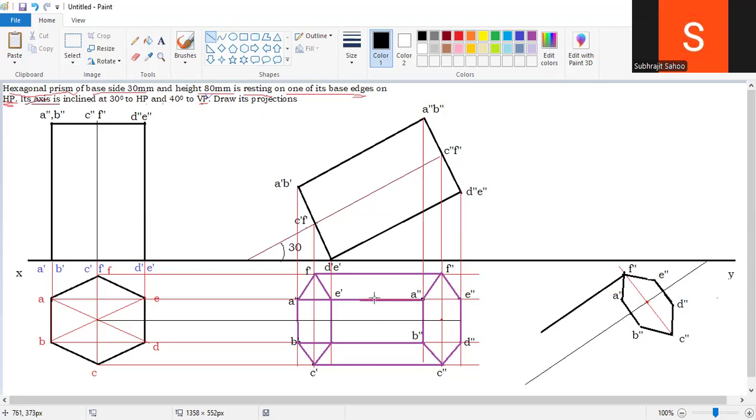So A double dash to A dash. Okay, so A double dash to O dash. Right. Then B double dash to B dash. Sorry, B double dash to B dash. Right. Then C double dash to C dash. Here, C is there.